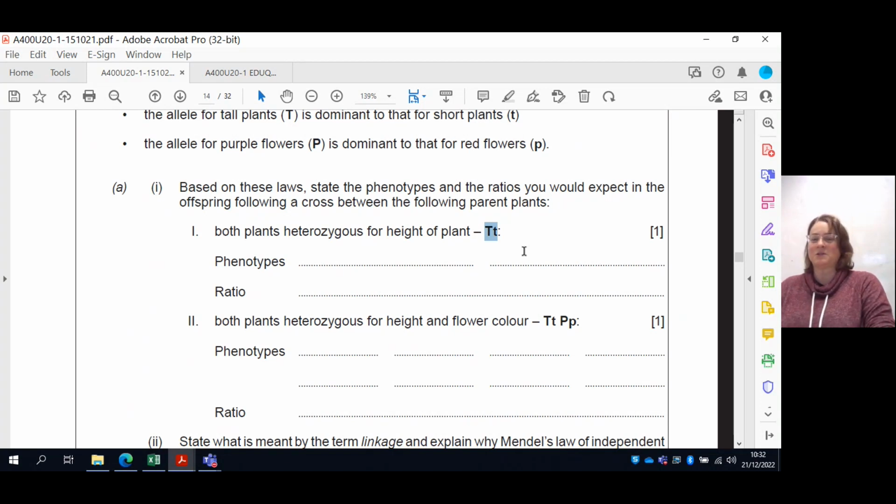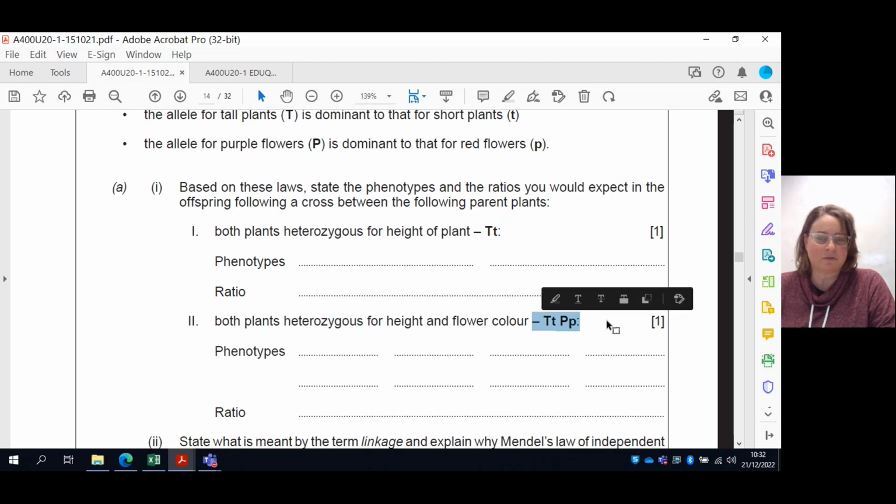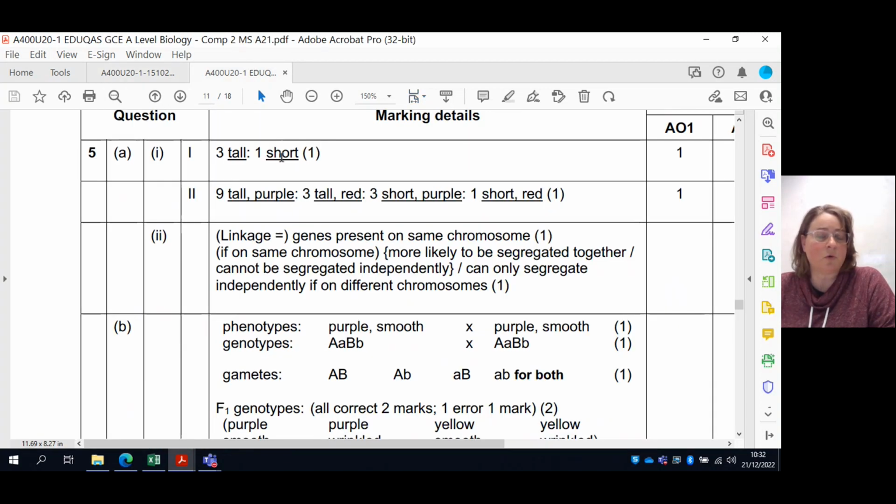You can't get your 9 to 3 to 3 to 1 ratio there. That's your simple 3 to 1 ratio here. This one here, if you've got heterozygous for both, that was your 9 to 3 to 3 to 1 ratio. So for that one here, what do we get if we're just looking at the height? This is not including any other characteristics. It's only looking at the two alleles for the one gene, which is for height. So the first one, you've literally got 3 tall, 1 short.